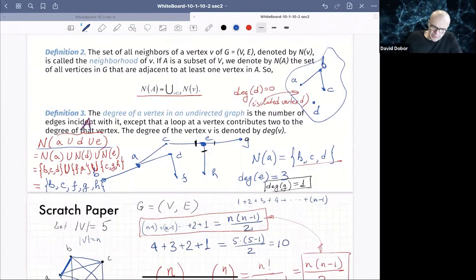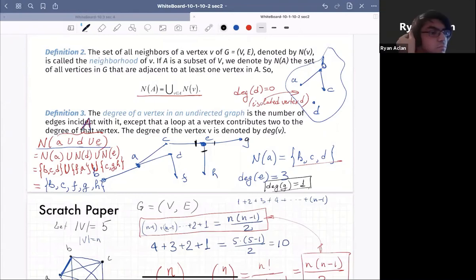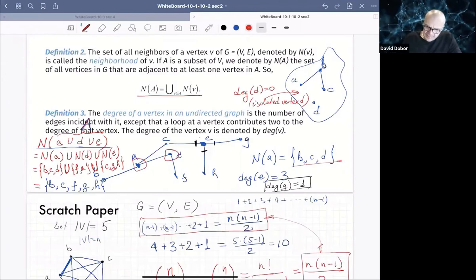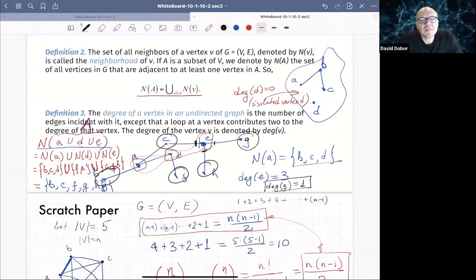Does that make sense? I've excluded A, D, and E from consideration here. So the red set, A, D, and E, what's their neighborhood? The neighborhood is C, B, F, and H, and I forgot G here. So let's include it now, G. So G is going to be in the neighborhood. Well, in this case, it turns out it's the whole graph. Does that make sense? This is, by the way, called a vertex cover, but that's a separate issue.